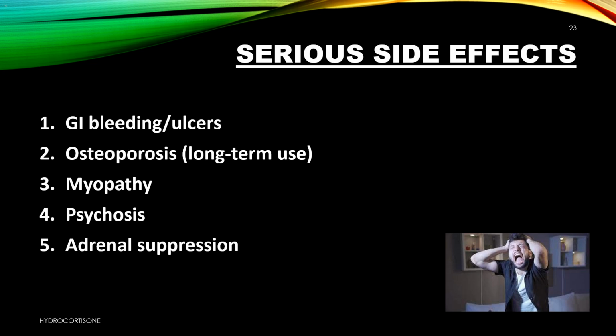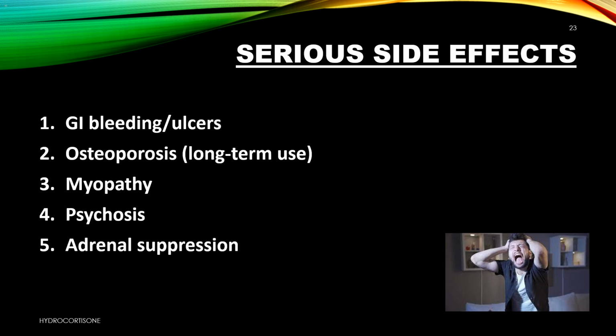1. GI bleeding, ulcers. Hydrocortisone can increase the risk of gastrointestinal bleeding and ulcers, particularly when used in high doses or for extended periods. 2. Osteoporosis. Long-term use. Prolonged use of hydrocortisone can lead to bone loss and osteoporosis, increasing the risk of fractures. 3. Myopathy. Hydrocortisone can cause muscle weakness and wasting, particularly with long-term use or high doses.